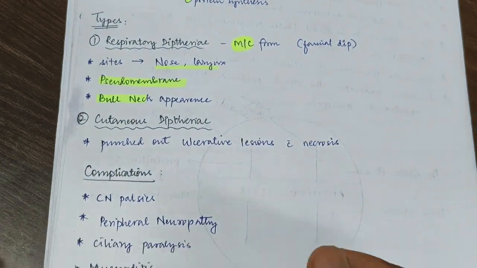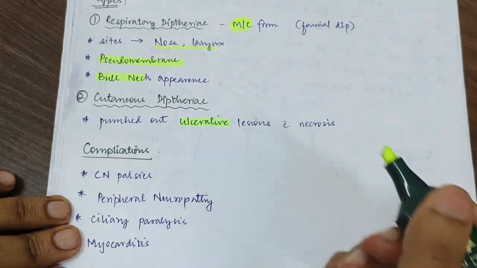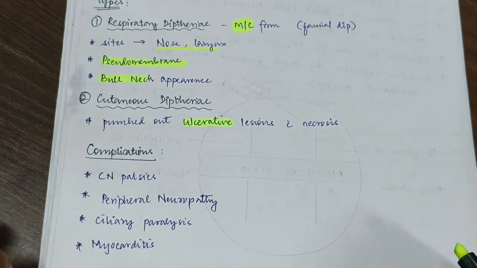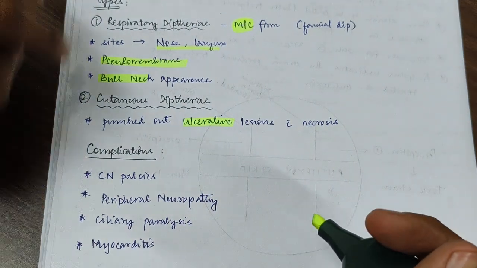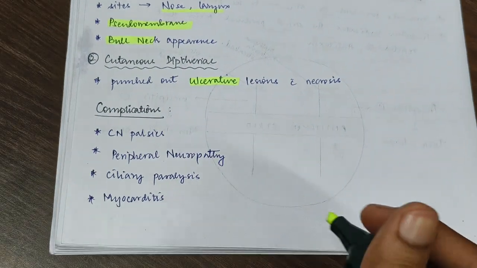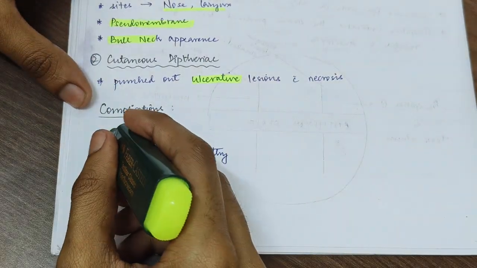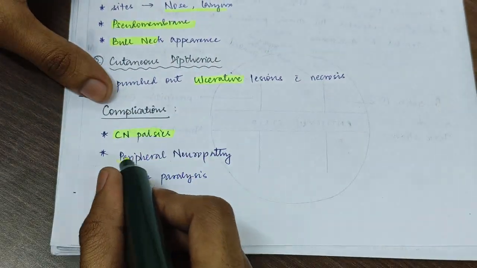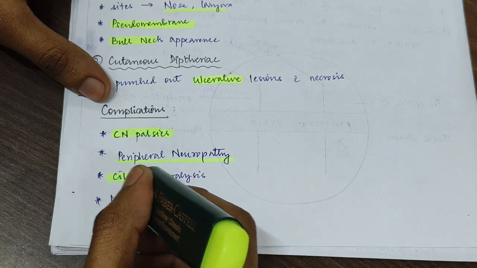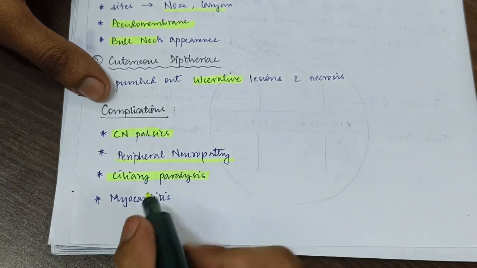Cutaneous diphtheria, most commonly you're going to see ulcerative lesions, ulcerative lesions with necrosis. Complications include cranial nerve palsies, peripheral neuropathy, ciliary paralysis and myocarditis.